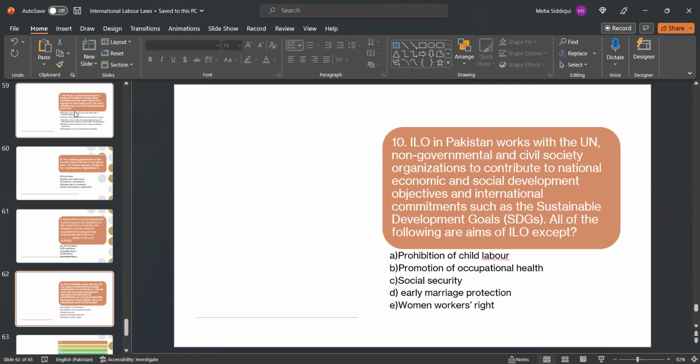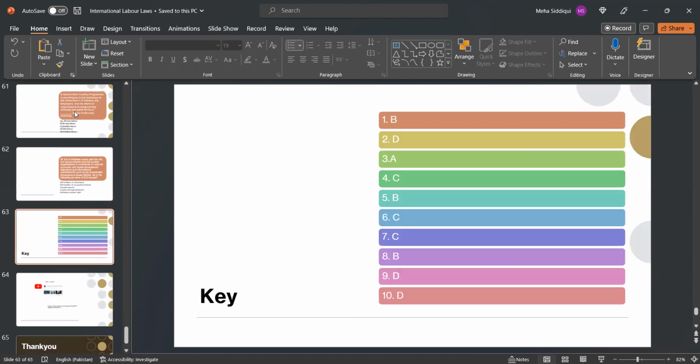MCQ number 10. ILO Pakistan works with the UN, non-governmental and civil society organizations to contribute to national economic and social development objectives and international commitments such as sustainable development goals. All of the following are aims of ILO except: prohibition of child labor, promotion of occupational health, social security, early marriage protection, women workers' rights. It is D. D is the right option.